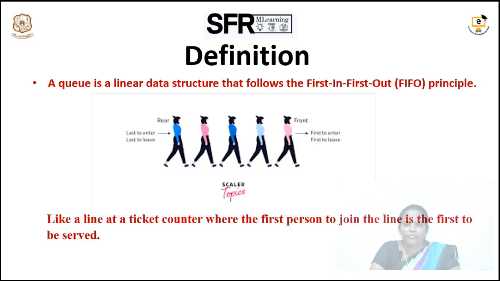Now the definition of a queue. A queue is a linear data structure that follows the first in, first out principle. In this example, it is like a line at a ticket counter, where the first person to join the line is the first to be served.